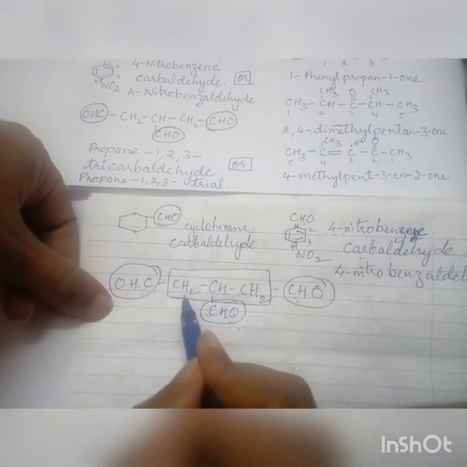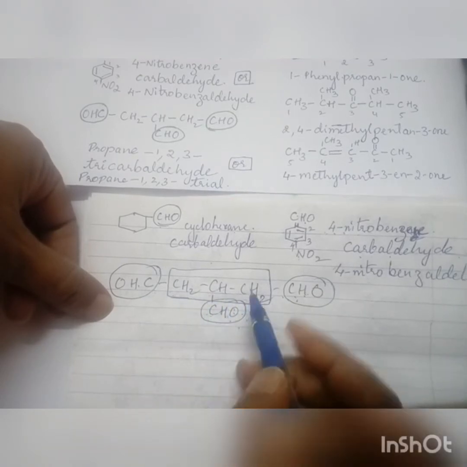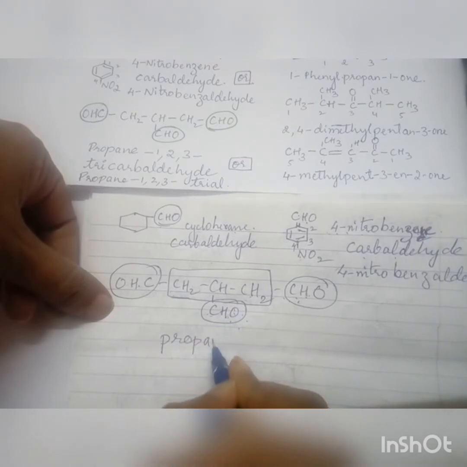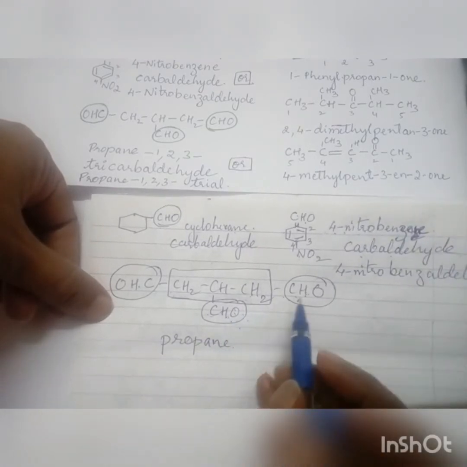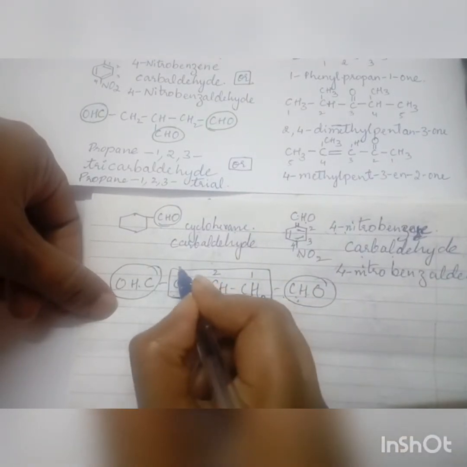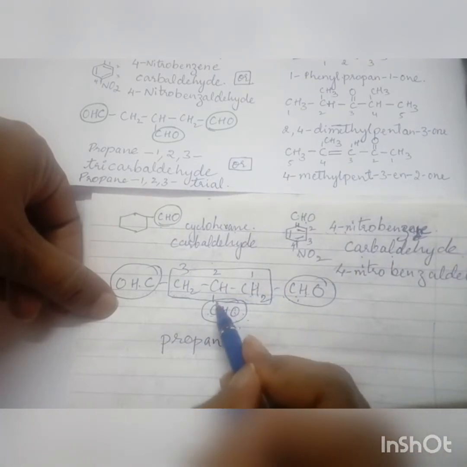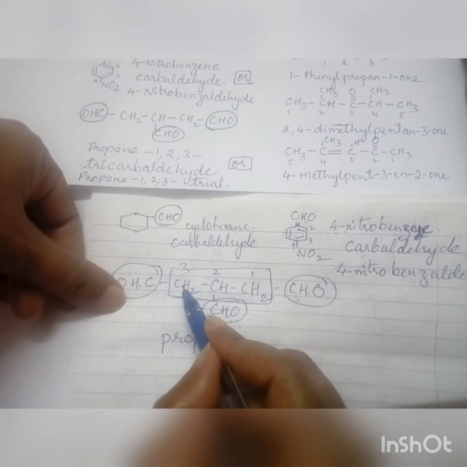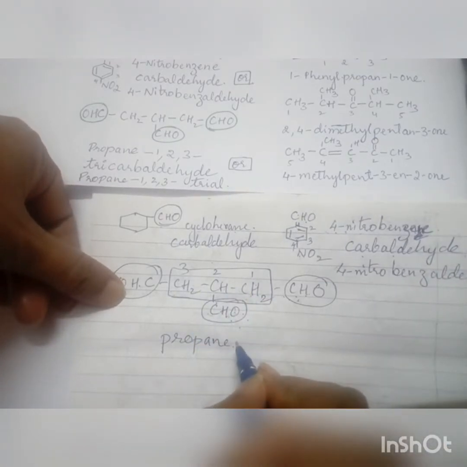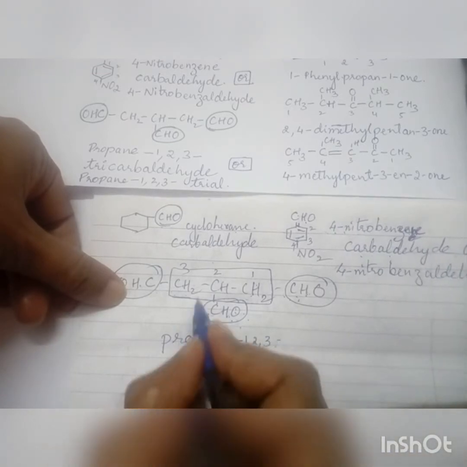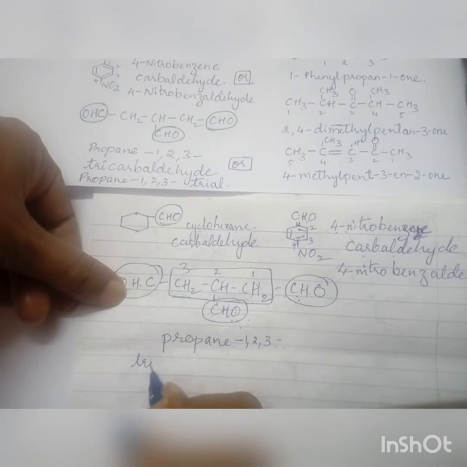So what is the parent chain? The parent chain contains 3 carbon atoms. So what should be the name? It should be propane. To this propane, we have 3 groups attached. So let me take this as first carbon, second carbon, third carbon. On the first, second and third carbon, which group is present? Carbaldehyde, which is a suffix. So how do I write it? It is propane-1,2,3, and since it is 3, tri, tricarbaldehyde.